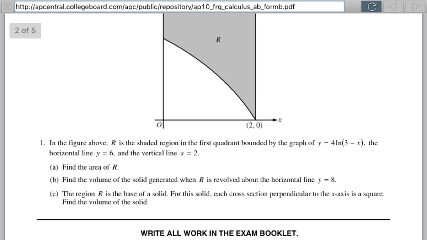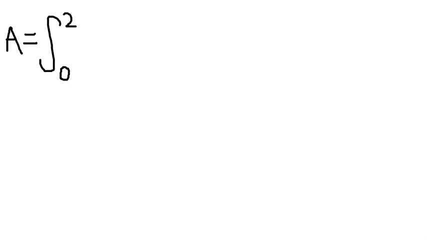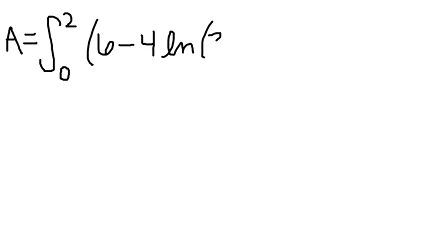Okay, so let's set up part A, finding the area between the two curves. Just remember in doing that, we take the integral from 0 to 2 of the upper curve minus the lower curve. So setting up that area, we have the integral from 0 to 2 of the top curve minus the bottom curve, so that would be 6 minus 4 ln of 3 minus x. And you just have to type this into your calculator, then you're done.